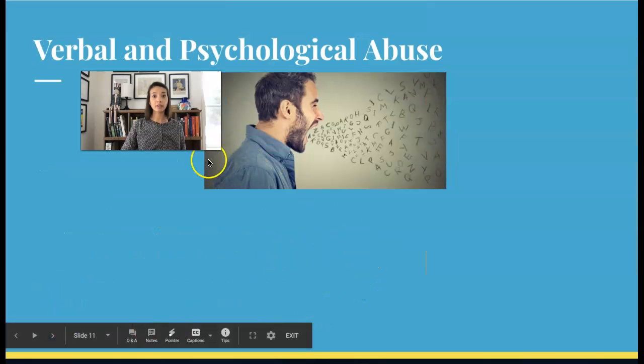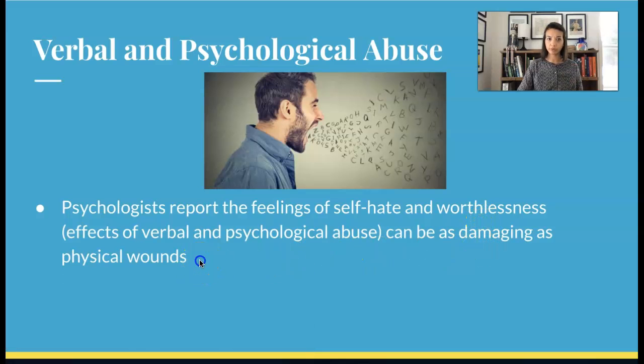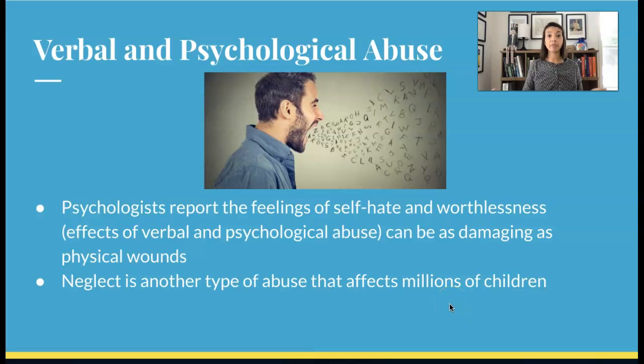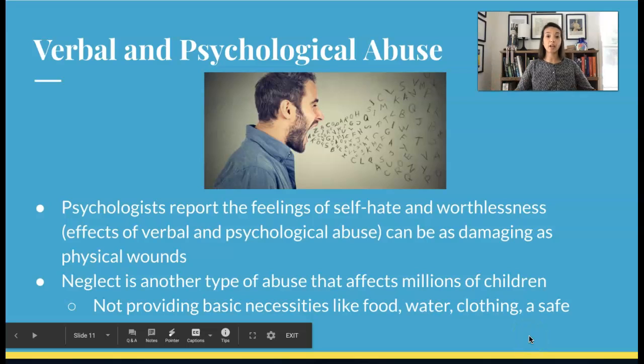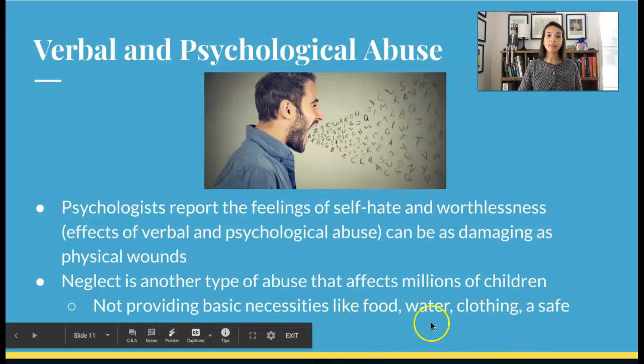And going into our last one here is verbal and physical abuse. So psychologists who look at, remember, society from an individual point of view or problems or behavior, they report that feelings of self-hate and worthlessness can be as damaging as physical wounds. Neglect is another type of abuse that affects millions of children. So it may not be physical abuse that is happening to abused children. Neglect can look like a couple of different things. The lack of basic necessities, food, water, clean and safe place to live, warm place to live, access to medicine. If kids don't get that, that can be considered neglect, and then the authorities may step in to try to help that family.